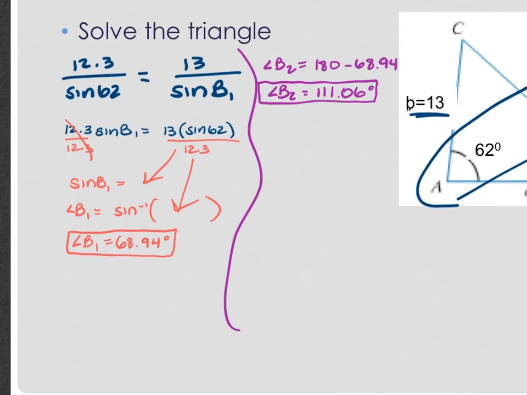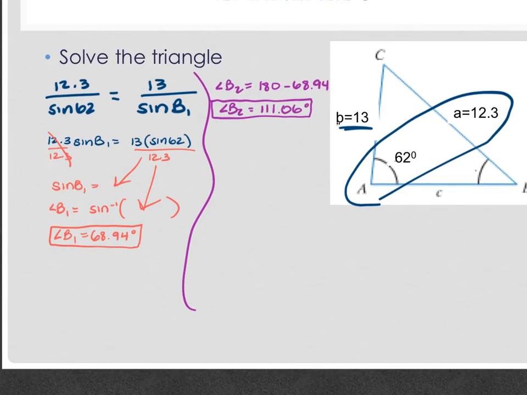So now I need to find, now from that first triangle, I've got angle B1, 68.94. I'm missing angle C and side C. So angle C1, I'm going to find by subtracting the other two, the one they initially gave me and the one I found, from 180. And I get angle C1 is 49.06.